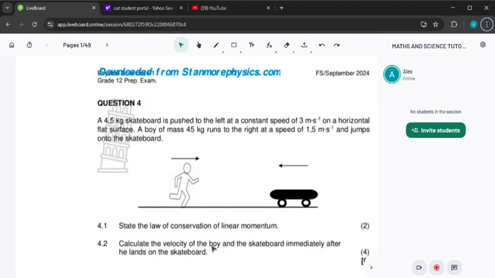All right. And then 4.2 is saying calculate the velocity of the boy and the skateboard immediately after he lands on the skateboard. Right. So we are looking for the combination. Just like I said, immediately when he lands on the skateboard, it simply means that the velocities are now equal, the velocity of the boy and also the velocity of the skateboard, because we treat them as a single item. So when they say immediately after, it tells us that we need to calculate the final velocity of both the boy and the skateboard.